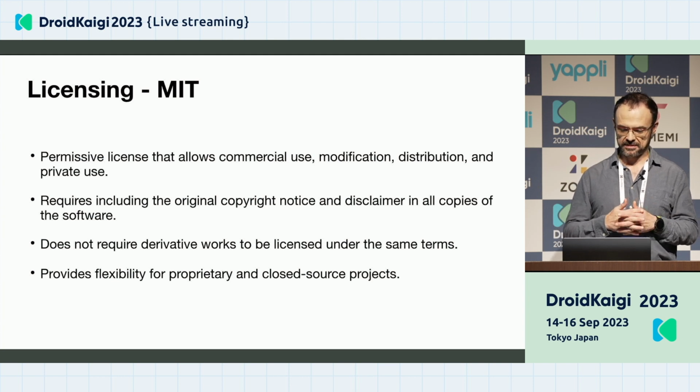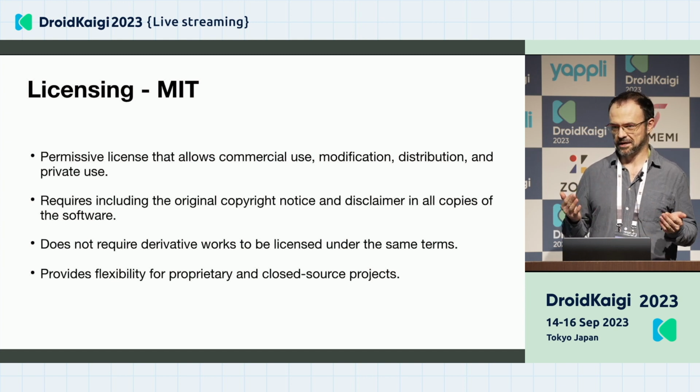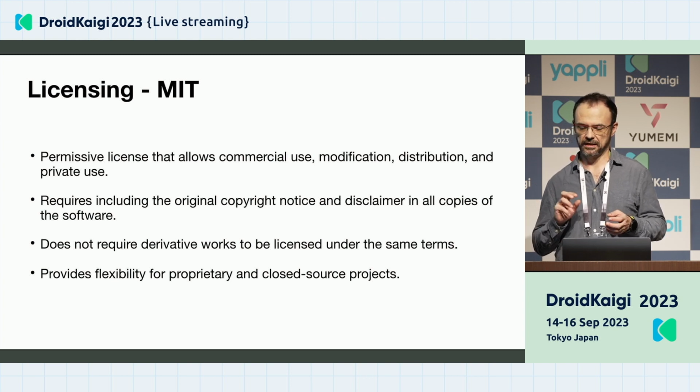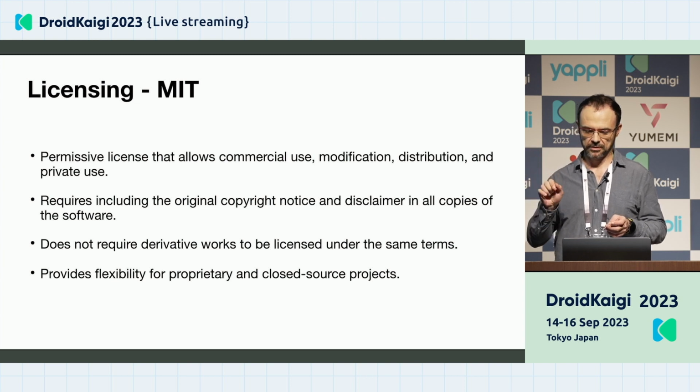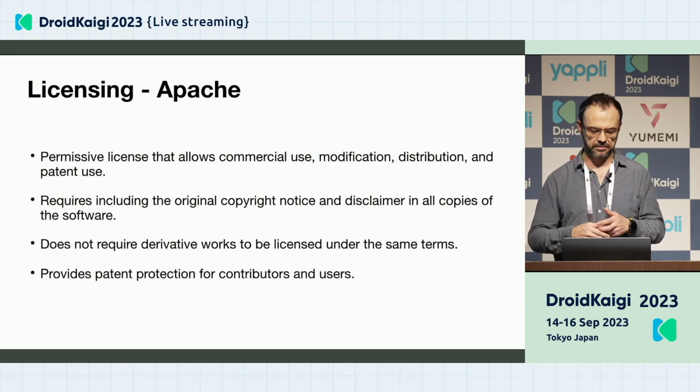MIT is a permissive license that allows you commercial use, modification, distribution, private usage, etc. It requires you to include the original copyright notice and disclaimers in all the copies from the software. This is something that I think doesn't happen all the time, right? If you have an Android application and you include an MIT library, you need to have this about section that includes a list of all the MIT licenses. It does not require derivative works to be licensed under MIT, so you could fork an MIT library and make it proprietary if you want, and is flexible enough to be adapted by proprietary and closed source projects.